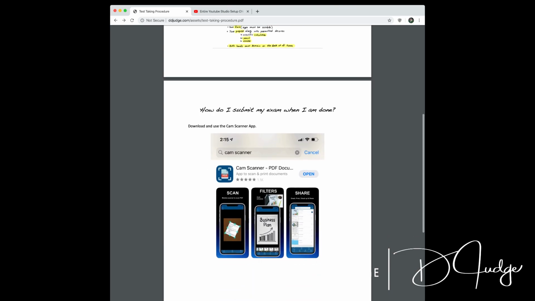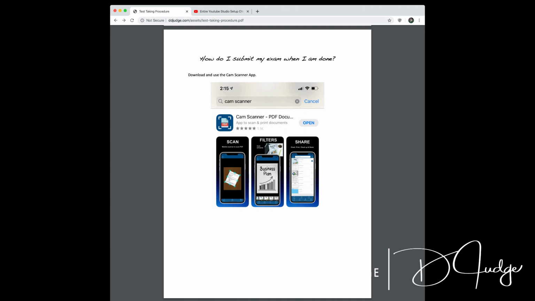And then here's something that's important for us that we're going to need to know. How do I submit my exam when I'm done? Well, what you're going to need to do is scan your test, your work, scan your answers, like you'll see when I give you the test. You're going to have to scan this and turn it in as you would normally turn it in, although this is a PDF, right? So if you download a free CamScanner app, here's a free CamScanner. This is going to be helpful for you guys.